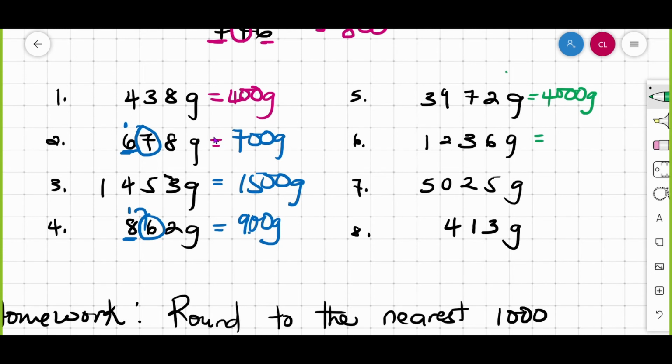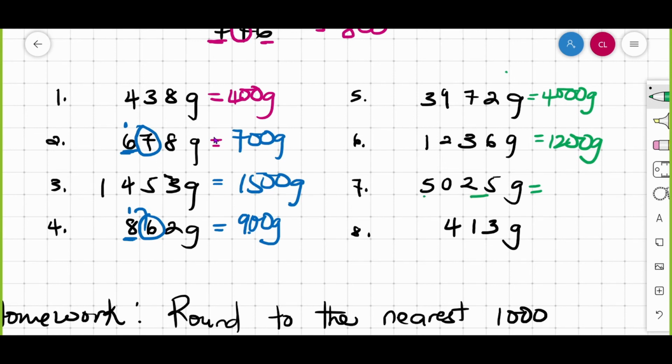Let's go. 1,236 grams. 1,230? No. Let's go 1,200. 1,200 grams. I just see it. Okay. Grams.